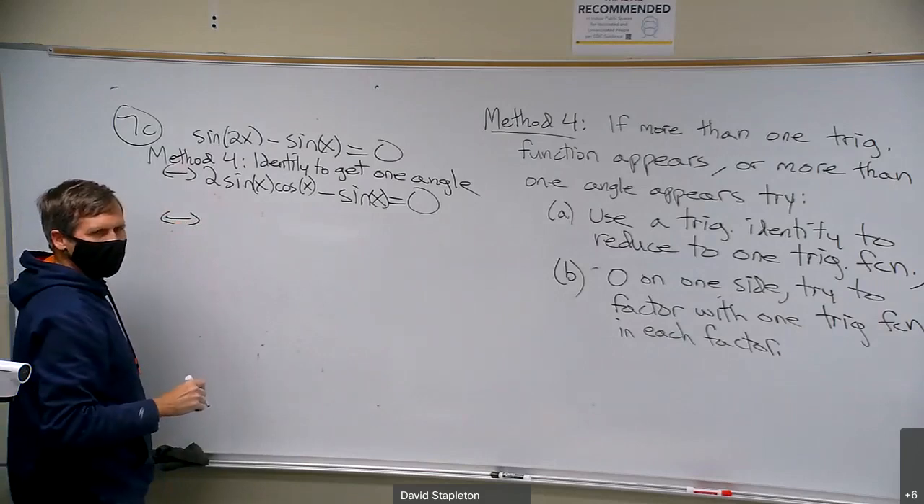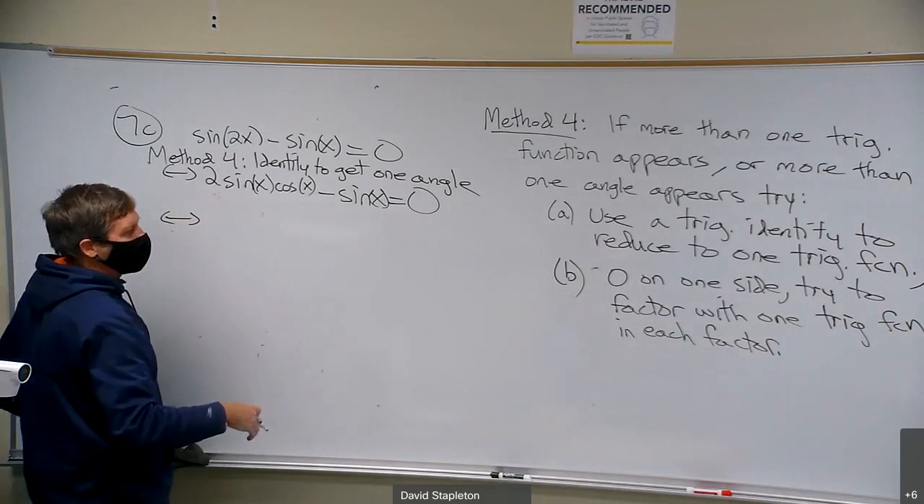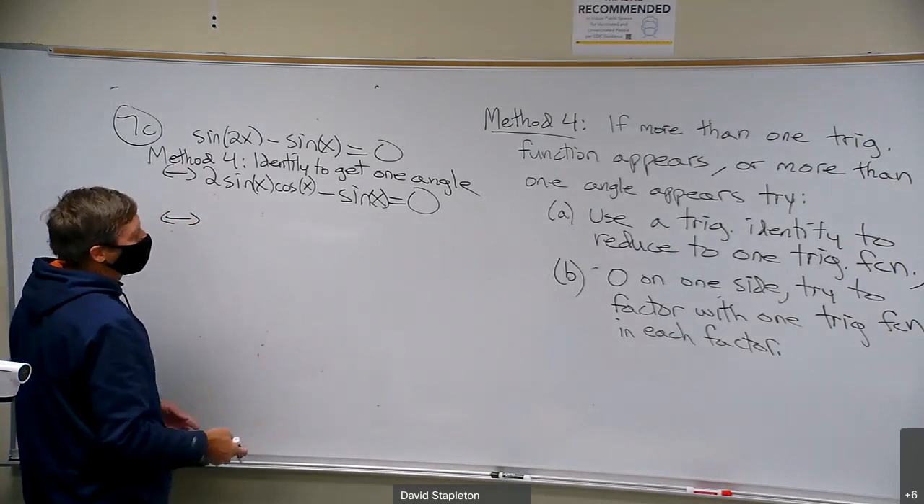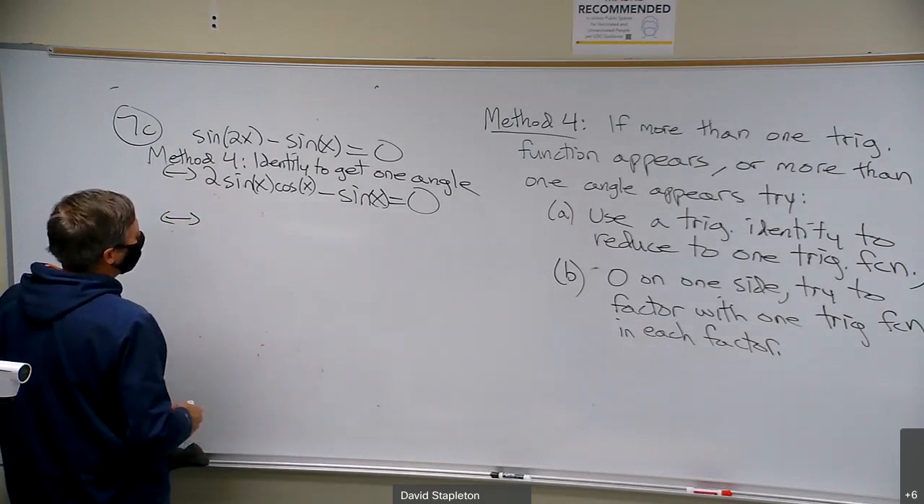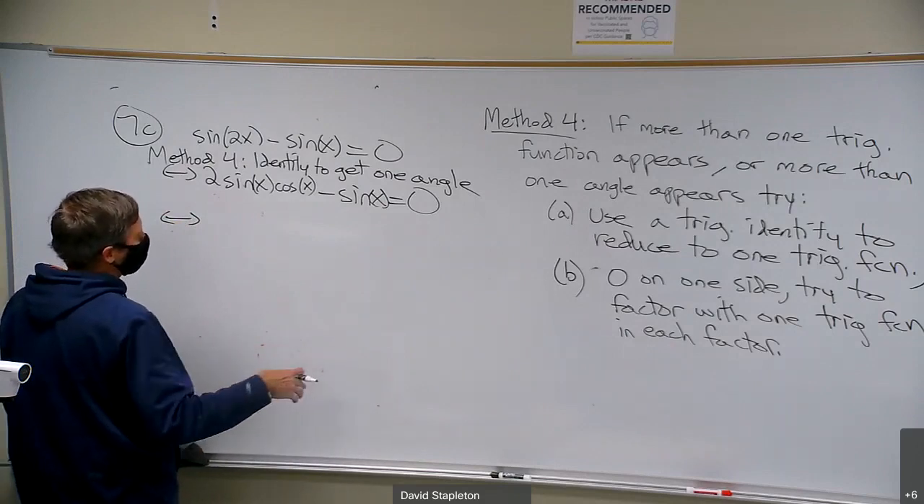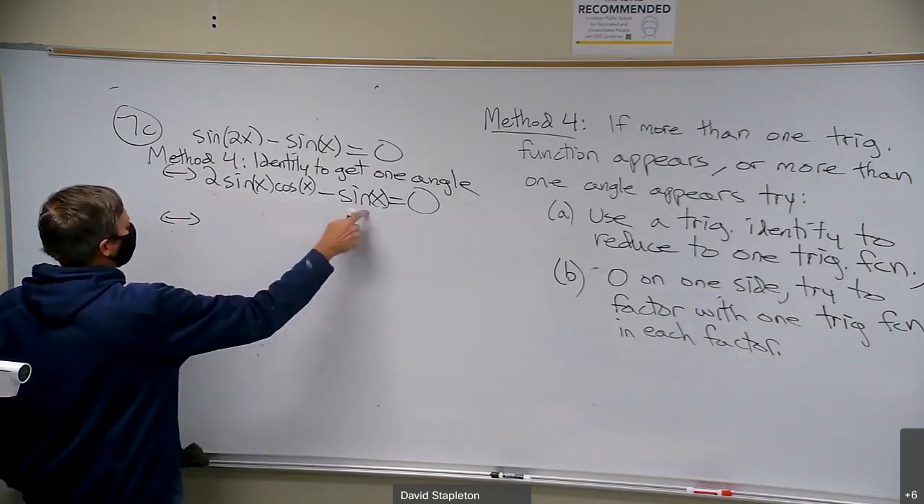Remember what terms are? What are terms? It's things that are added together. Factors are things that are multiplied together. In an expression, the factors of the expression are the things that are multiplied together. In an expression that's a sum, the terms are the things that are added together. So in each of these terms, there's a sine.